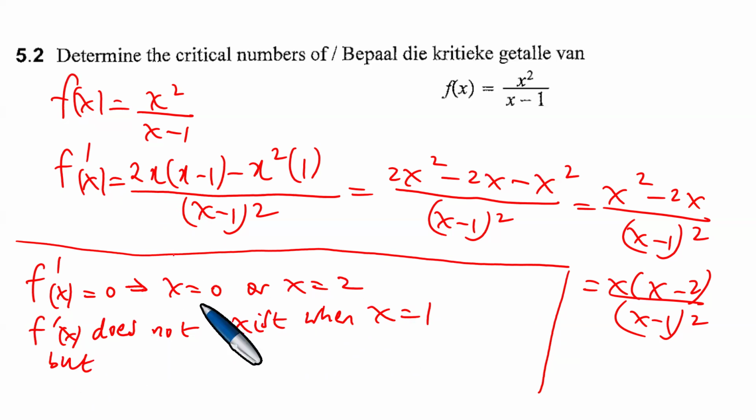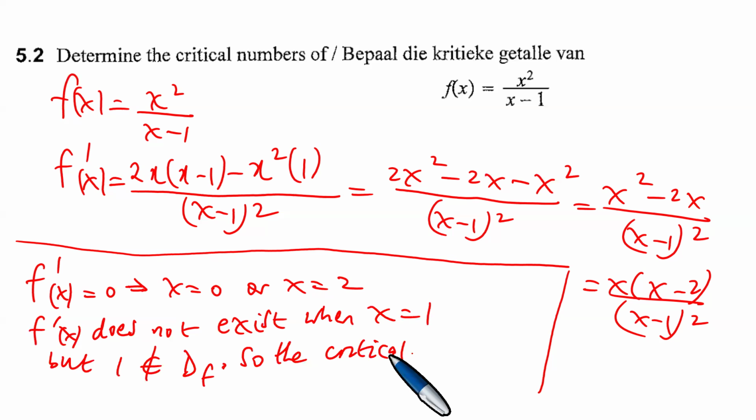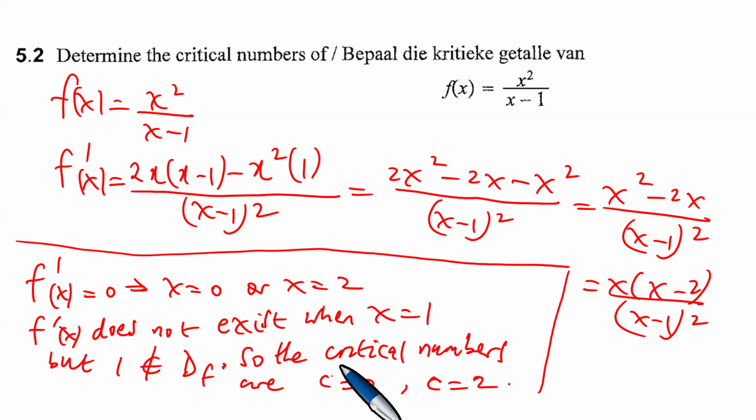Because we can see that the derivative does not exist when x is 1, but 1 is not in the domain of f. So the critical numbers are c equals 0 together with c equals 2. We then have the following.